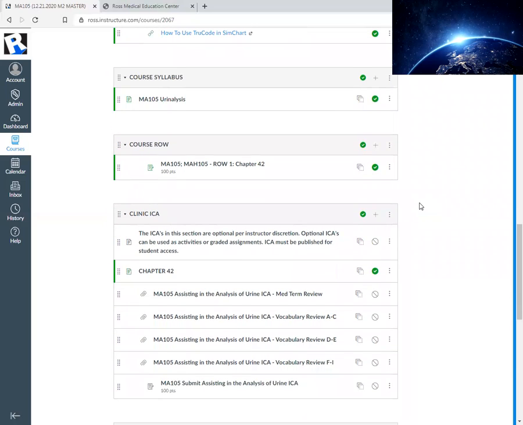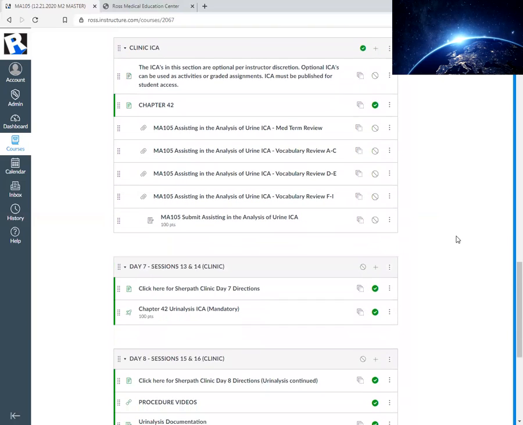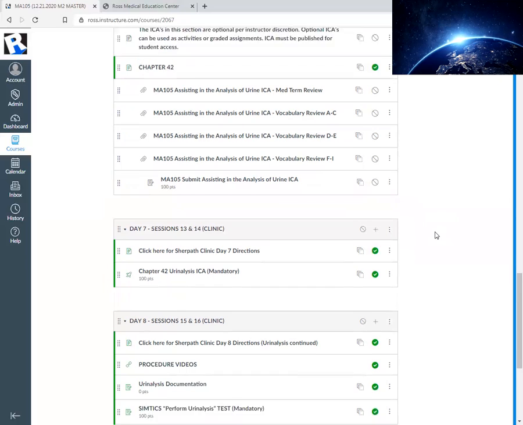There is our course syllabi that students must read and understand before moving on to the course. There's one course row due, and that is row 1 for Chapter 42. Again, the clinic ICA section that you may choose to give ICA out as a graded assignment. These are optional, or you can choose to have students work through these and review all the answers together as a class, or use it as a classroom activity. This is totally at your discretion. You may choose not to do any of these, and that's perfectly acceptable.